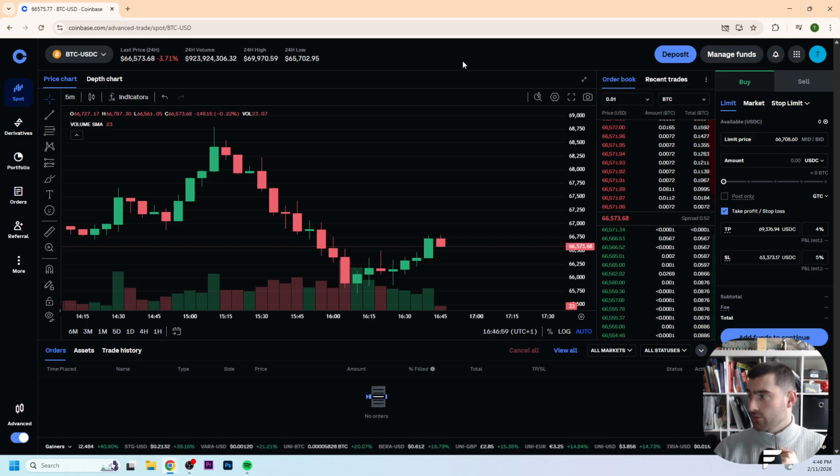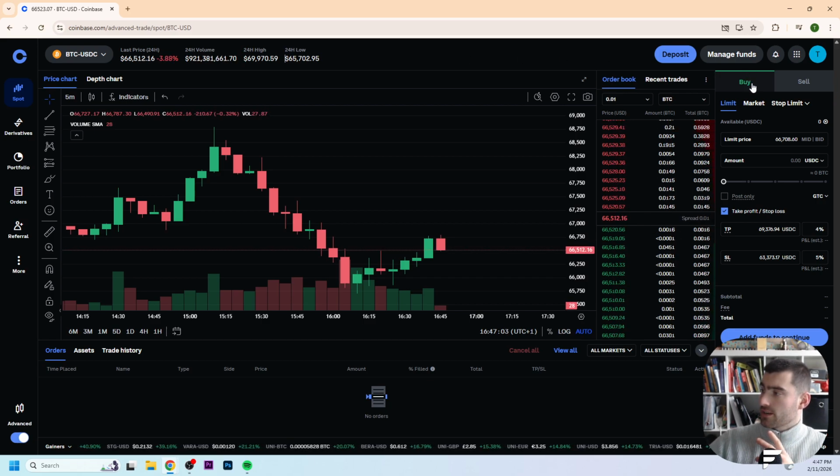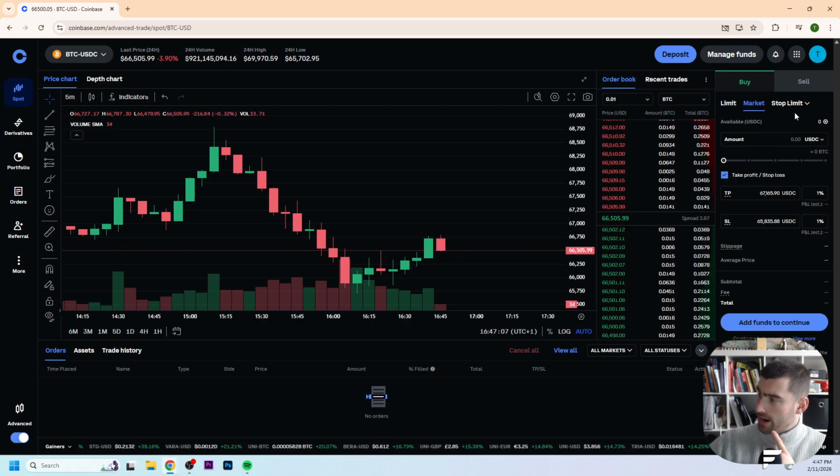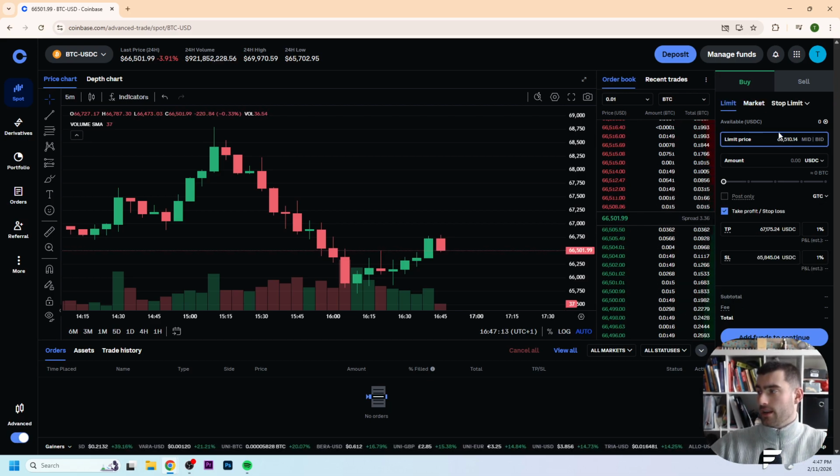Coinbase. And to be honest, it's quite simple because we are having here on the chart a buy and sell position where it's also saying limit, market and stop limit. So you can decide which limit type you want to use. I prefer the limit one.